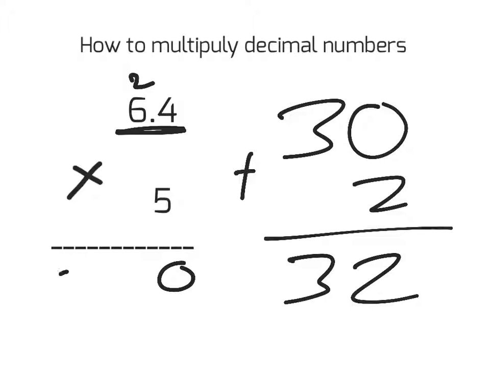Okay, so that's your answer. But where does the decimal go? Since this decimal is only behind one number, the 4, it'll go behind only one number, the 0.